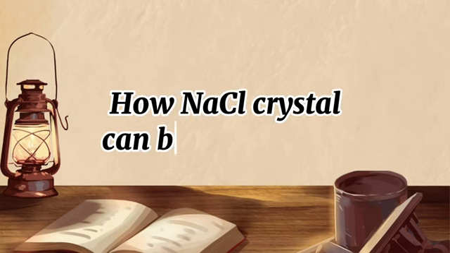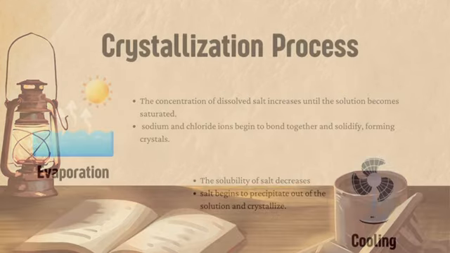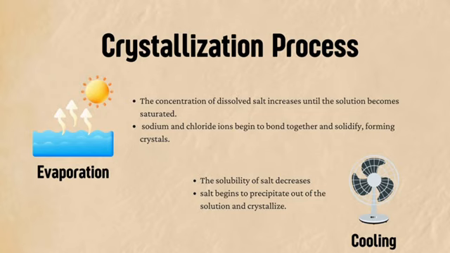You may ask how the sodium chloride crystal can be formed. Actually, there are 2 crystallization processes, which are evaporation of salt water and cooling of saturated solution. For the first process, when water evaporates, the concentration of dissolved salt increases until the solution becomes saturated, meaning it cannot hold any more dissolved salt. As the water continues to evaporate, the sodium and chloride ions begin to bond together and solidify, forming crystals. The size and shape of the crystals depend on the rate of evaporation, temperature, and concentration of the salt solution.